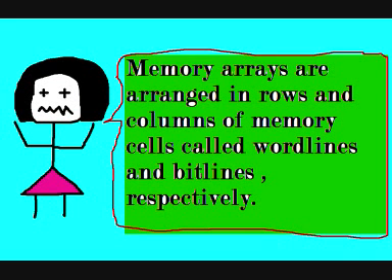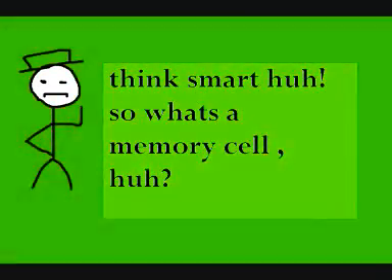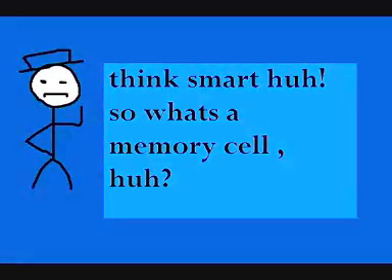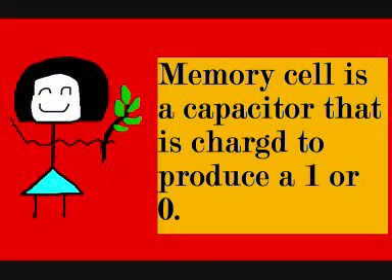Memory arrays are arranged in rows and columns of memory cells called word lines and bit lines respectively. So what is a memory cell? A memory cell is a capacitor that is charged to produce a 1 or 0.